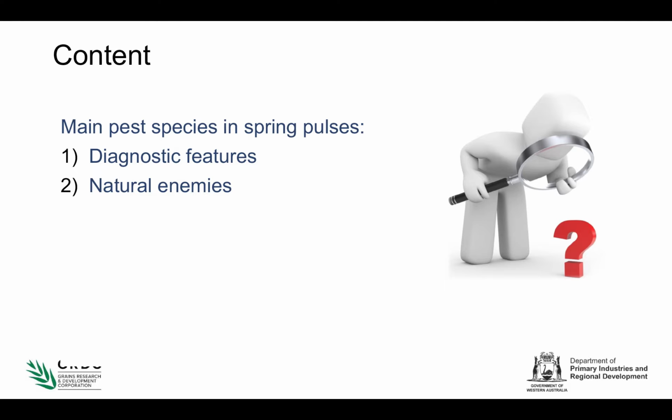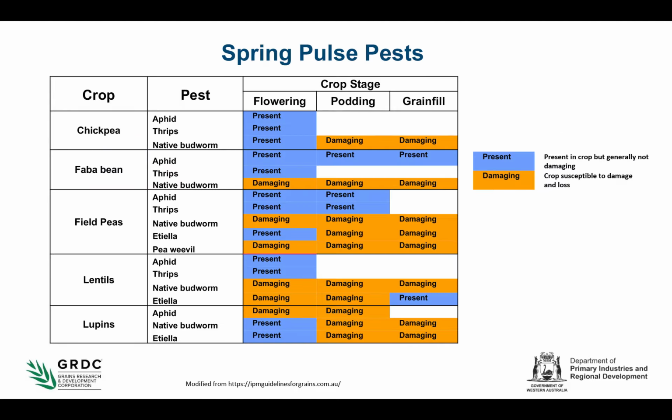I'll go through their diagnostic features and we'll talk about some of the natural enemies that you might find in the paddocks. The reason for going through the natural enemies is that we do want you to be able to identify what is a beneficial so that maybe you can target the insecticides to be pest specific. So if you do have natural enemies present, consider maybe using some of the softer chemical options because natural enemies can stop reincursions of pests and can keep pests below damaging levels.